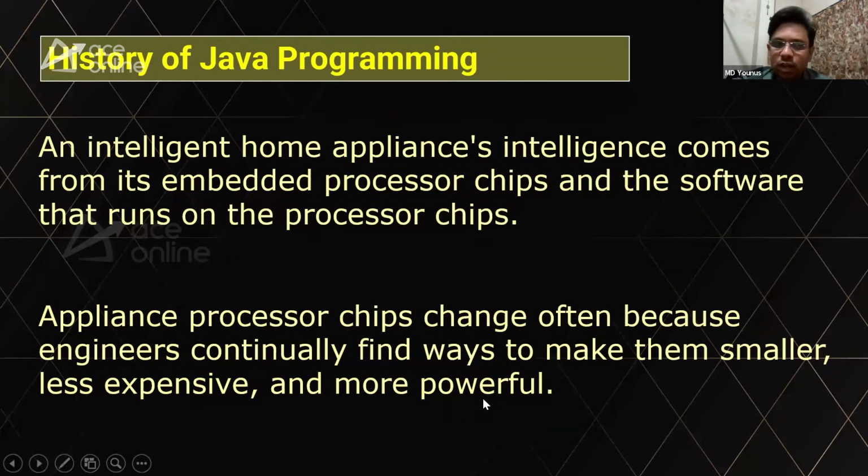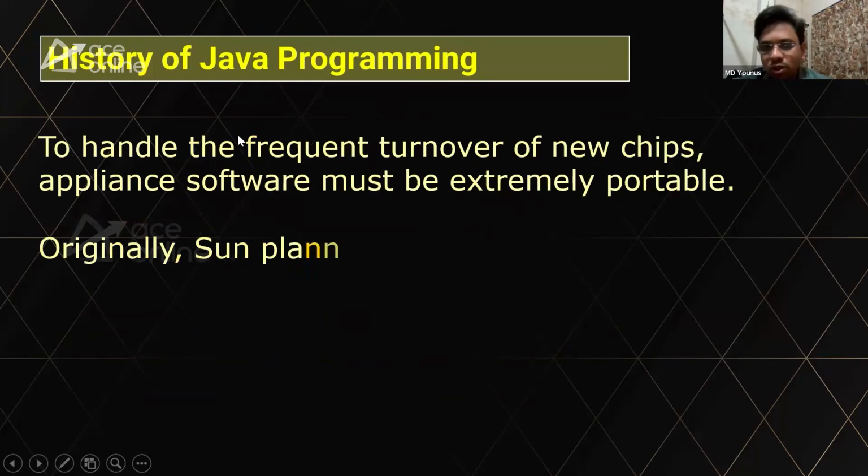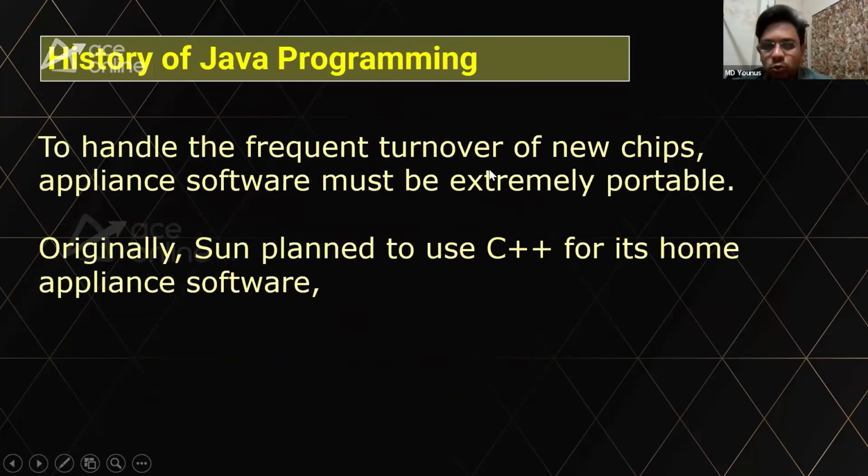This slide tells you that they change very often, and to make it compatible we need a language that can support it. To handle this frequent turnover of new chips, appliance software must be extremely portable. Originally, James Gosling and his team decided to use C++ for the home appliance software, because at that time C++ was the most popular programming language and it is an object oriented programming language. So they decided to use C++ for developing this application software.